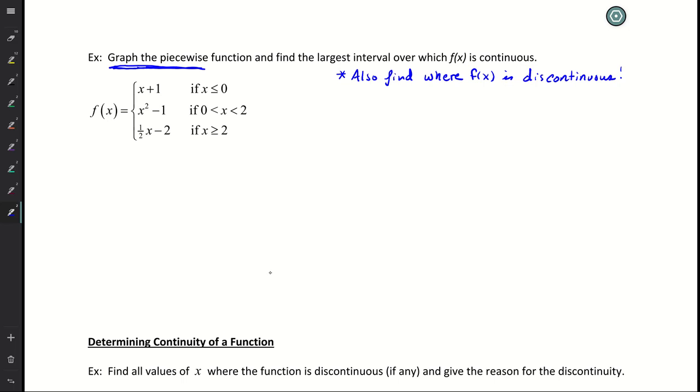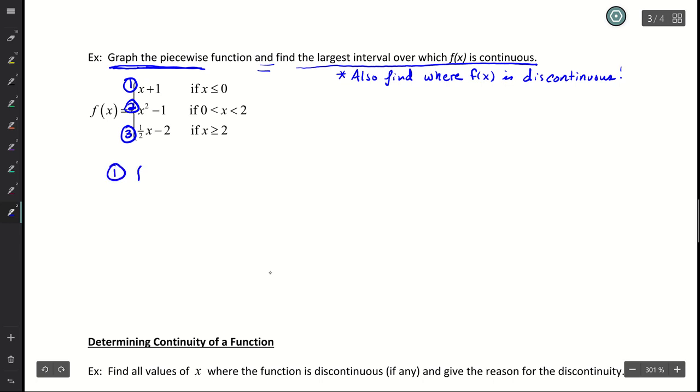So there's a 2-part question. It wants you to graph and then find that largest interval over which it's continuous. All right, so on here, let's work on the graphing first. So I'm going to come down here and we're going to label numbers 1, 2, and 3 so we can see those. And on here, for number 1, that's just a nice, pretty linear function. I'm going to write it as f of x equals.